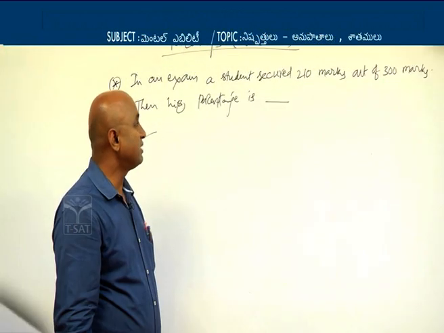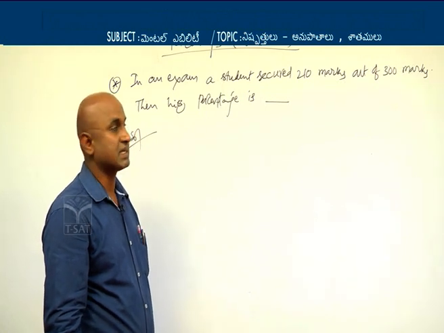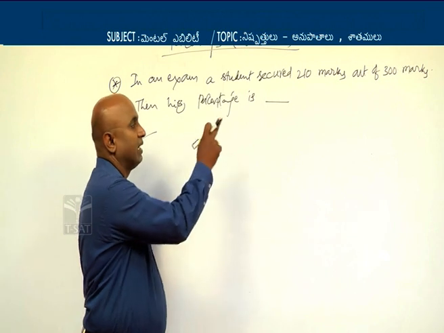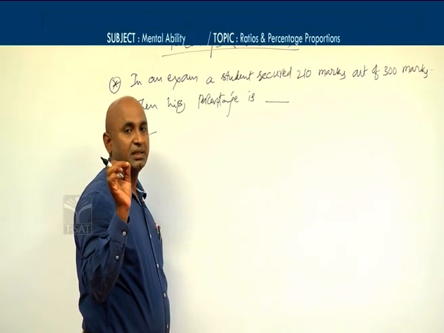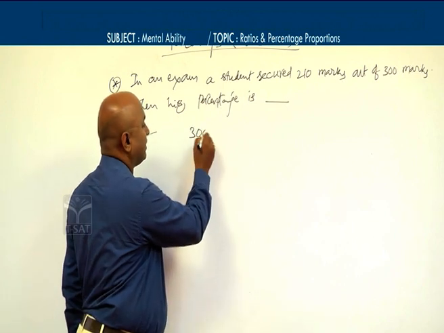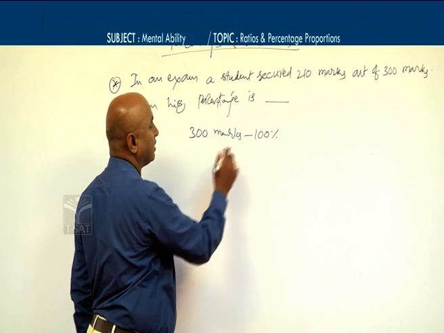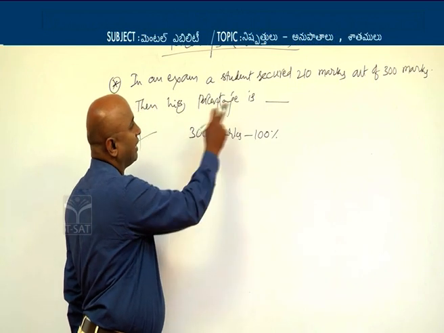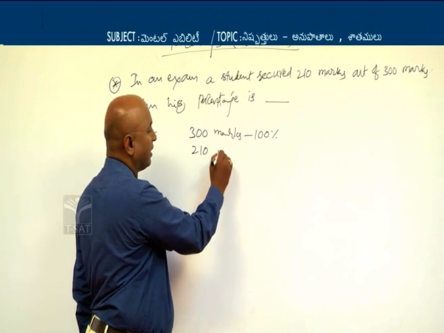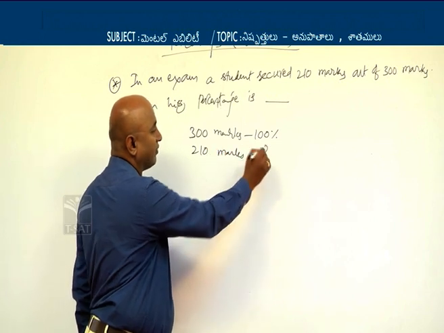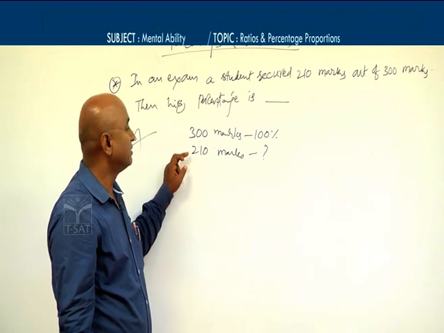In an exam, a student secured 210 marks out of 300 marks. That means the exam is conducted for 300 marks. Got it? 300 marks corresponds to 100%. In that exam, he got 210 marks. Then what is the percentage of that candidate?